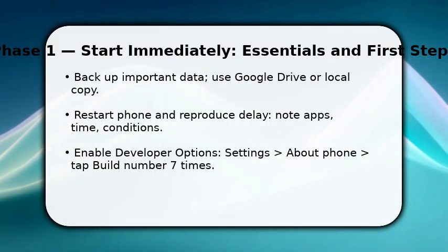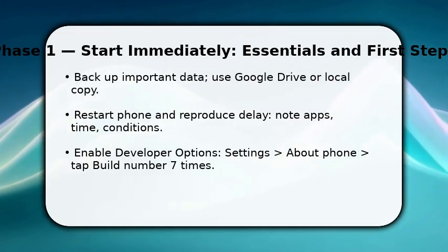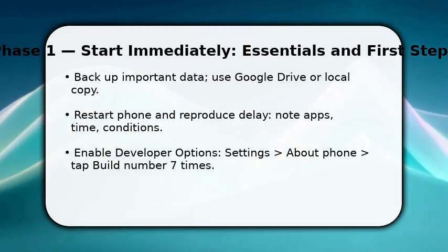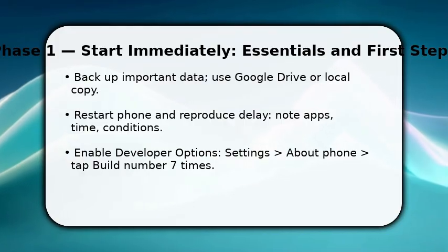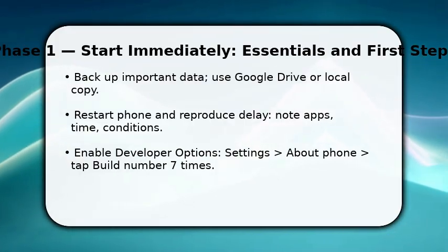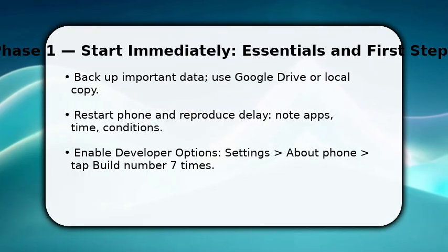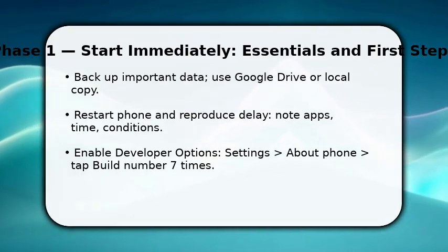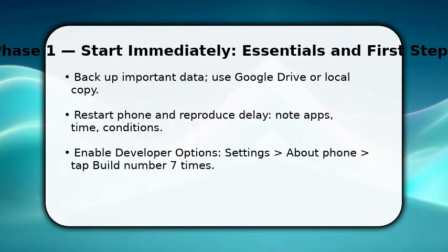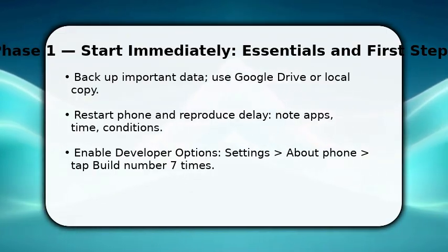Next, enable developer options by tapping build number 7 times. This unlocks controls you'll need. Once done, open developer options and toggle animation scales to 0.5x. Make sure to note baseline behavior before further changes. This gets you into the diagnostic state quickly, so you can proceed with precise adjustments.